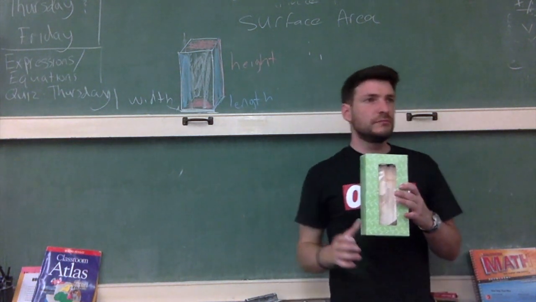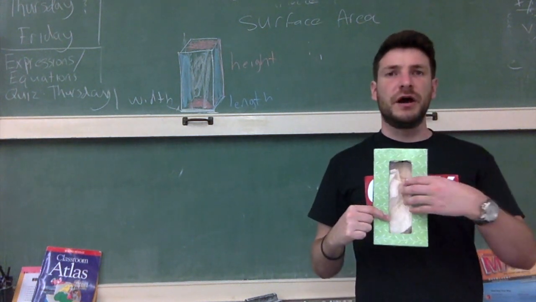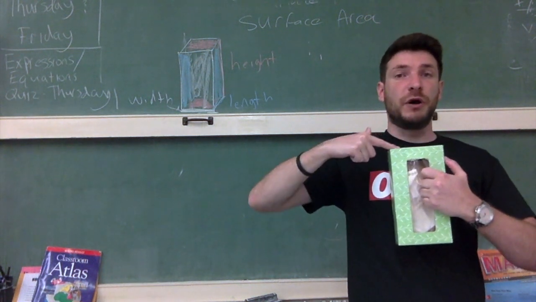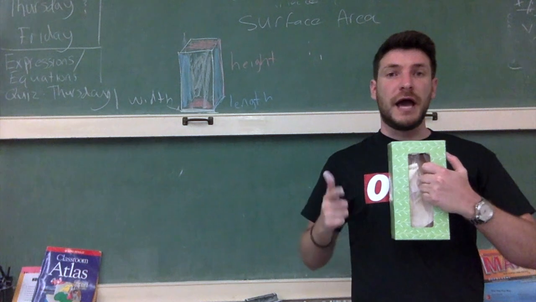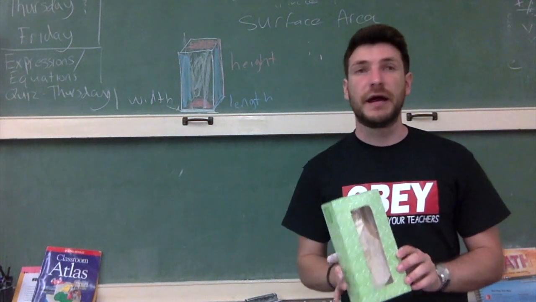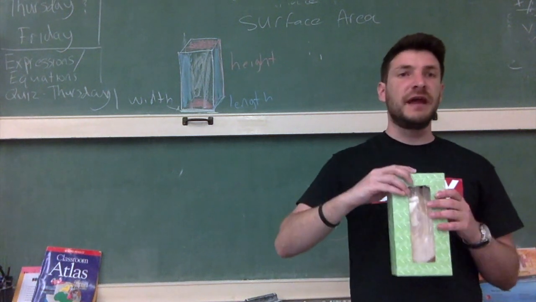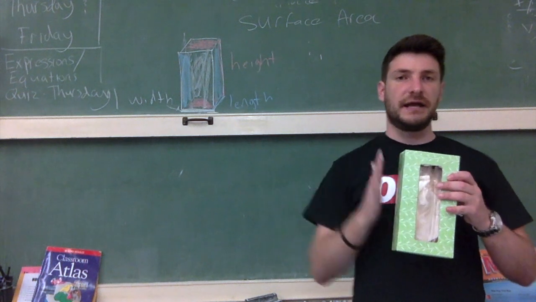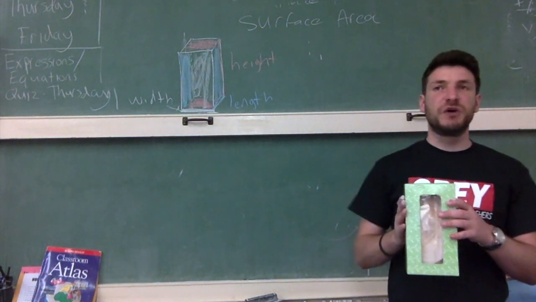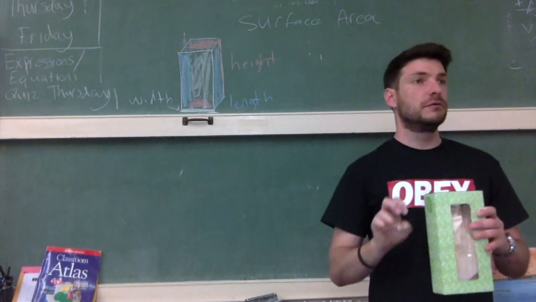So, if you know the area of the front, you also know the area of the back. That's exactly right. If you know the area of the top, you also know the area of the bottom. And you know the area of this side, you also know the area of that side. That's exactly right. So, what I'm going to teach you to do now is to find the area of this side, and this side. And then to find the total area, you'll just multiply each one of these by 2.